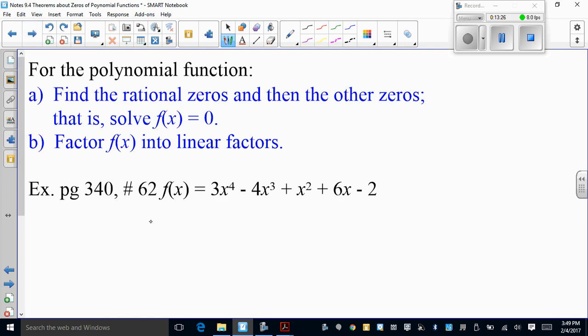Okay, so on this one, I have 1 and 2, but my other guy has 1 and 3. So 1 and 2 are possible zeros. And then if I divide by 3, I also get 1/3 and 1/2, plus or minus.